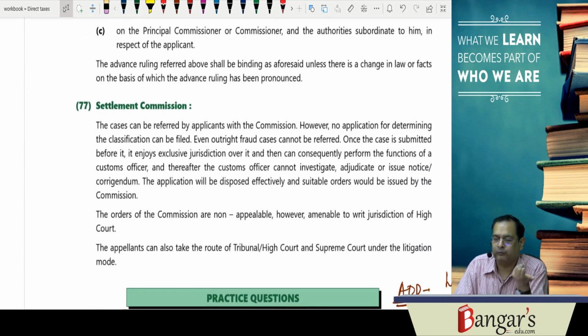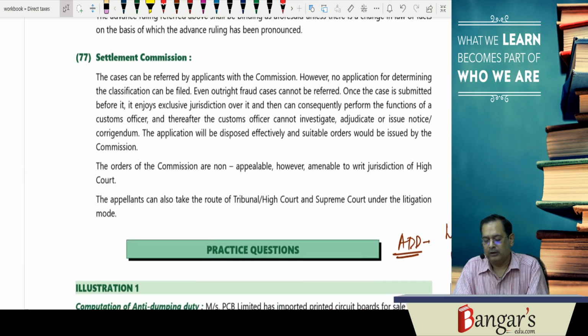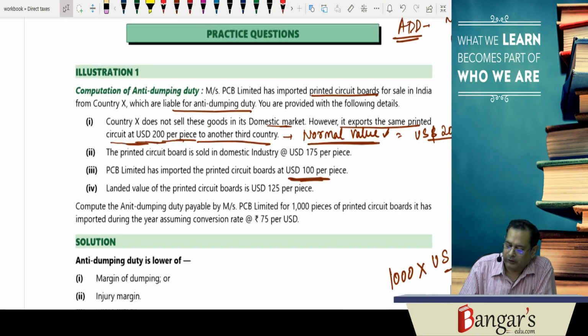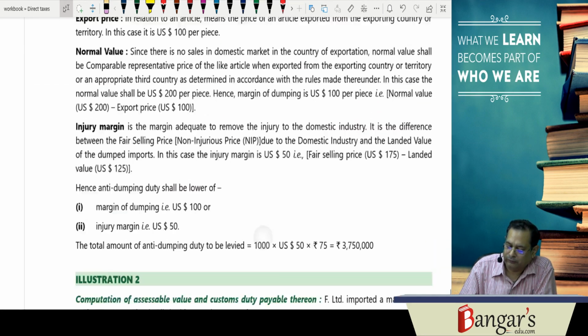To settle disputes, we have what? The Settlement Commission, and we can go to the Settlement Commission if the additional custom duty exceeds rupees 3 lakh. You have to make a true and full disclosure which has not been disclosed before the proper officer, pay the duty along with the interest and go for settlement. Then the Settlement Commission will pass the order.